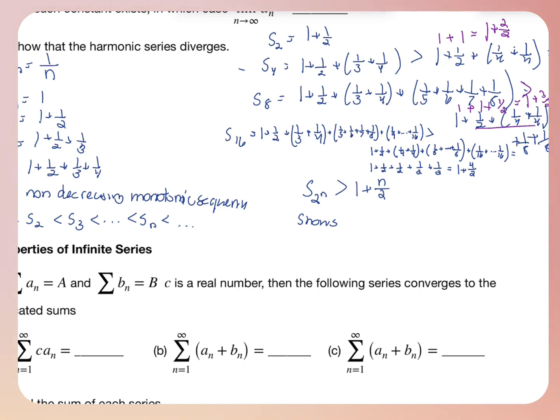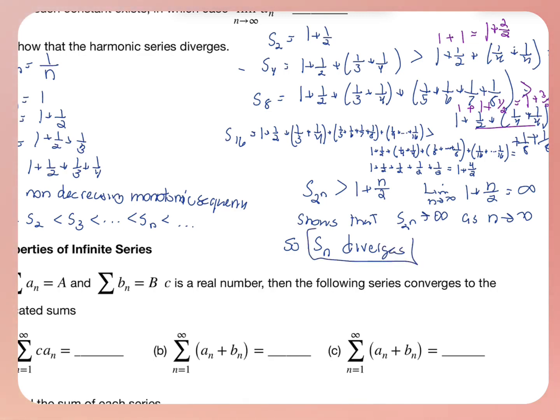Okay, so let's find the limit of that 1 plus n over 2, that right-hand side of this. And we see that limit is infinity. So if our sum is greater than infinity, our conclusion is it must also go to infinity. So therefore, as n goes toward infinity, our sum, S of n, diverges. Isn't that a cool proof?